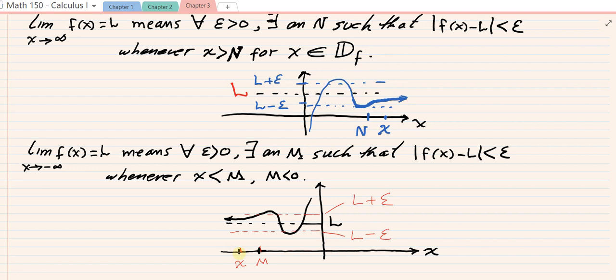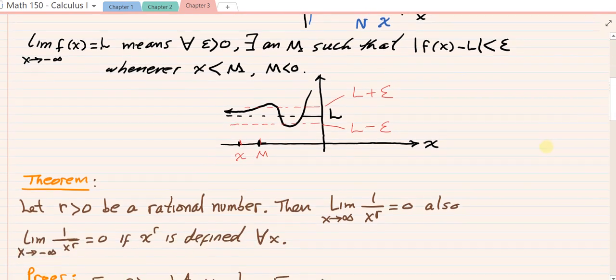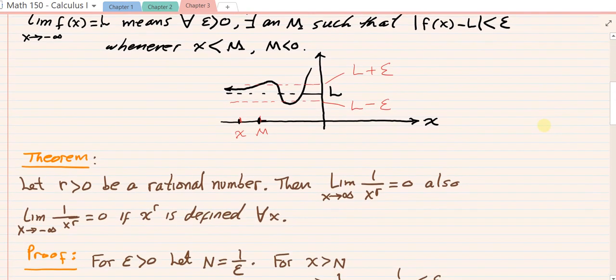So remember, with a limit as x approaches infinity or negative infinity, we're looking at the end or extreme behavior of the function actually. So not in the near term, or, let's say, near the origin. We're not looking at something like that. We're looking at way out there in both directions.